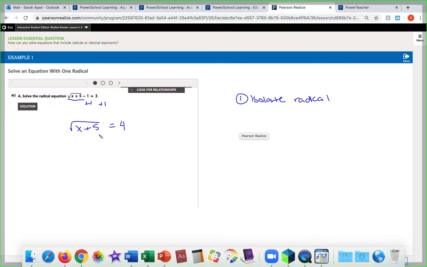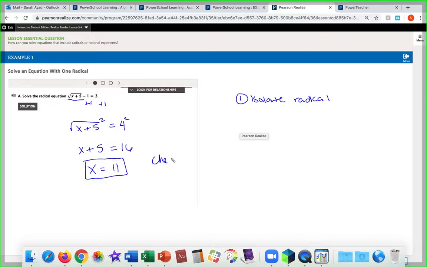Now that the square root is by itself, what's the opposite of a square root? Squaring. Whatever you do to one side, you do to the other. Squaring a square root will cancel it out, so it'll just leave me with x plus 5. And here, 4 squared is 16. Finally, I subtract 5 over, I get x equals 11.